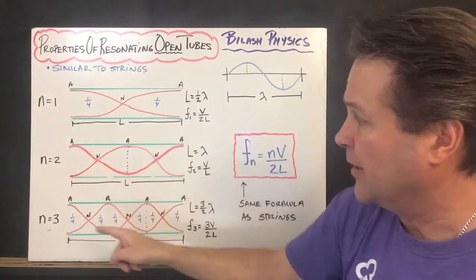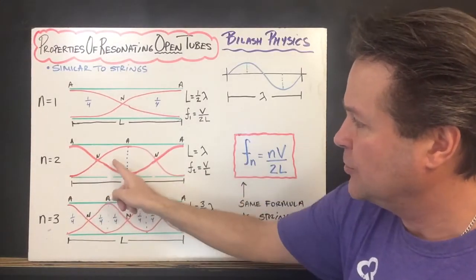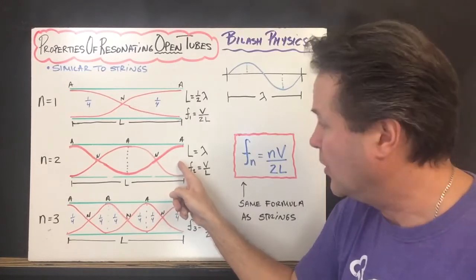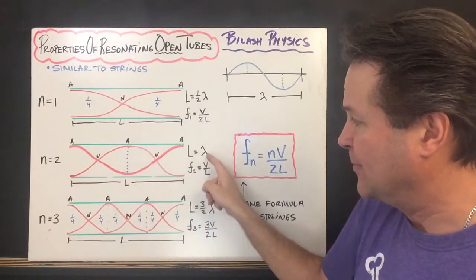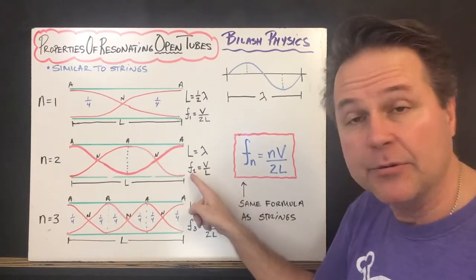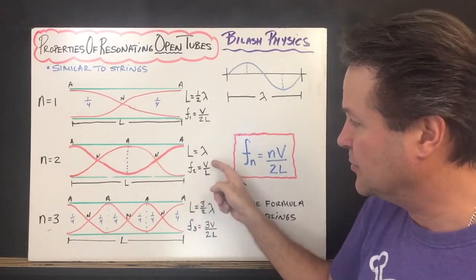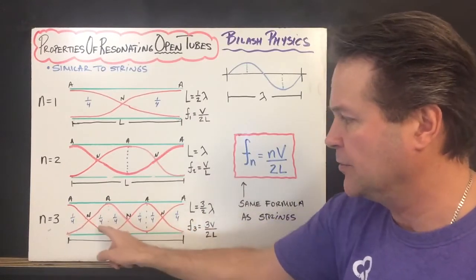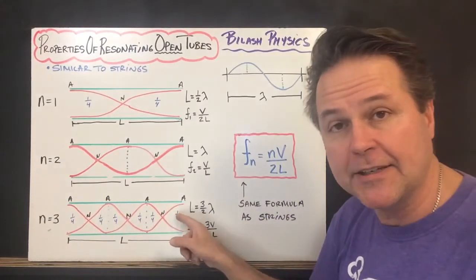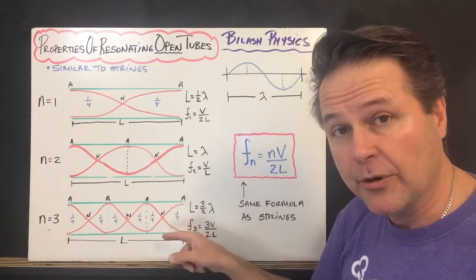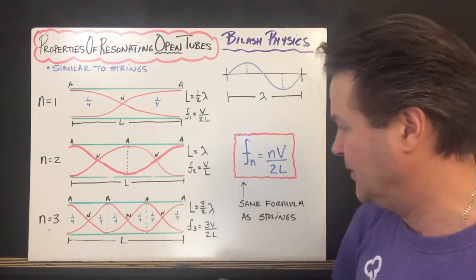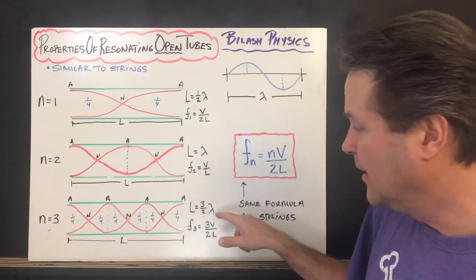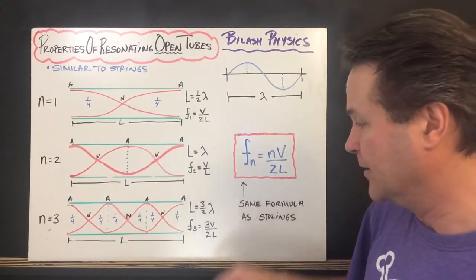Now, when n is equal to 2, the second harmonic, that's also called the first overtone. In the second harmonic, we see that we have 1, 2, 3, 4 quarters. 4 quarters is 1 whole. So L is equal to lambda, and the frequency of the second harmonic is equal to v divided by L. And in the third harmonic, we have 1, 2, 3, 4, 5, 6 quarters, or 3/2 lambda. So the length of the tube is equivalent to 3/2 times the wavelength.